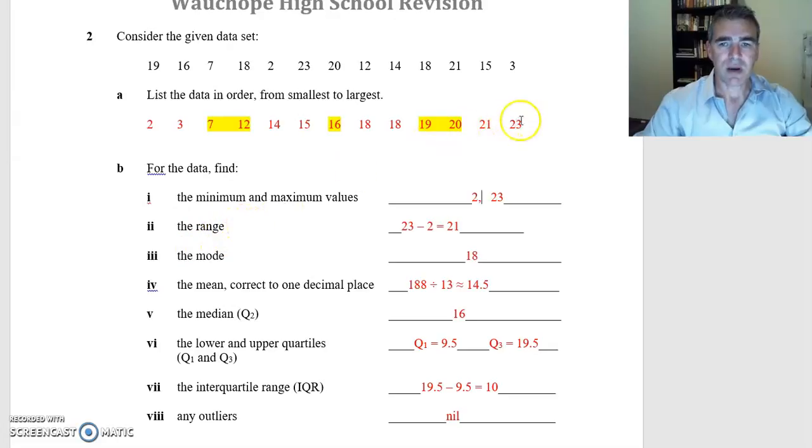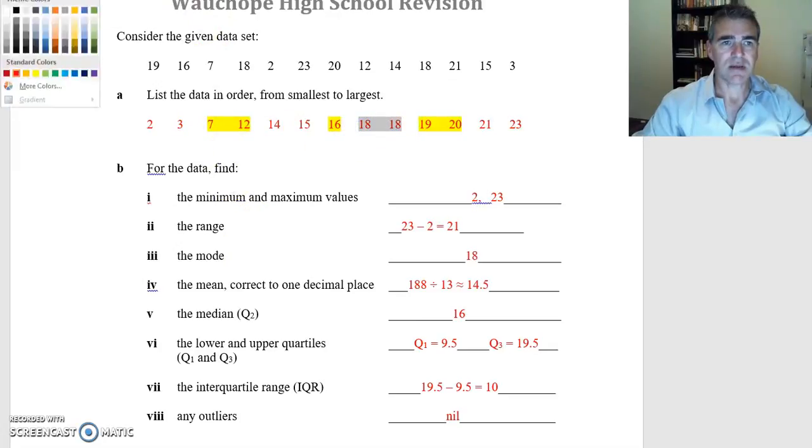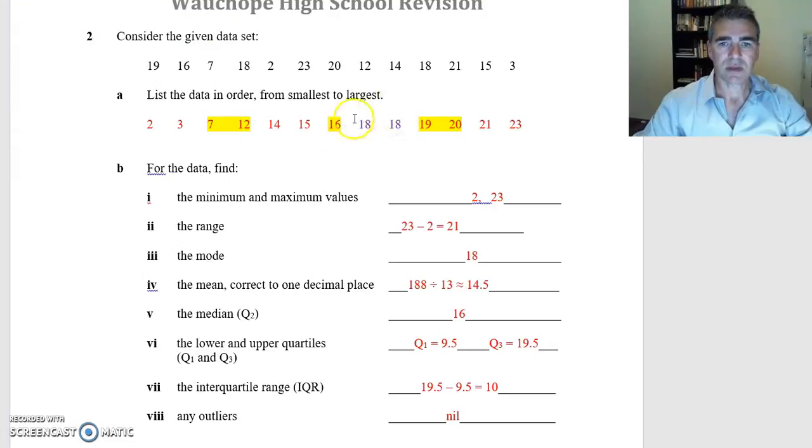The range is our highest score minus the lowest score, so 23 minus 2 is 21. The mode is the one that occurs the most. So the one that occurs the most is this one just here. So there's our mode. The mean, add up all the scores. Once you add them up, divide by how many scores, there's 13 of them, and we get approximately 14.5 to 1 decimal place.